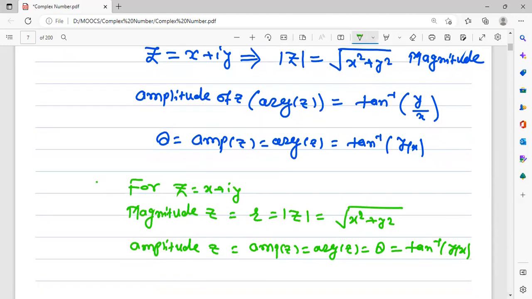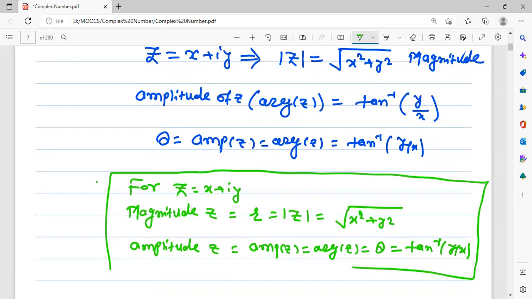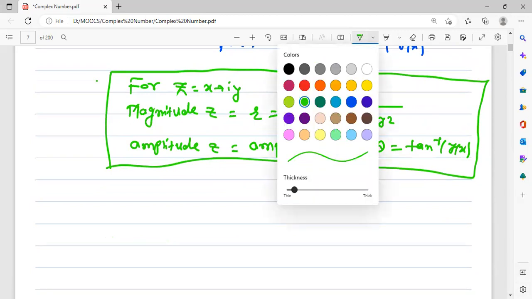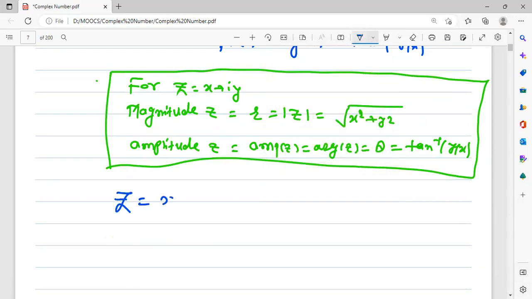We'll go through what the magnitude of a complex number is. I have a complex number z equal to x plus iy. Generally, we take z equal to x plus iy as a complex number. How to plot it? I'll plot it in the first quadrant, assuming that x and y are given, not necessarily positive.